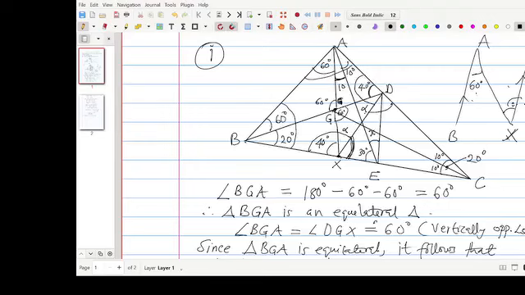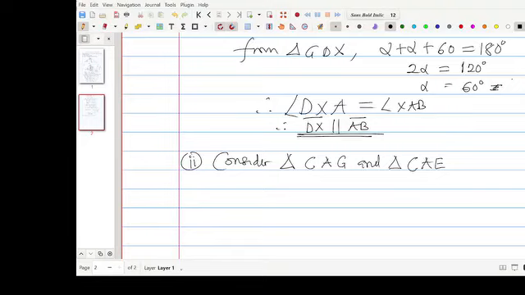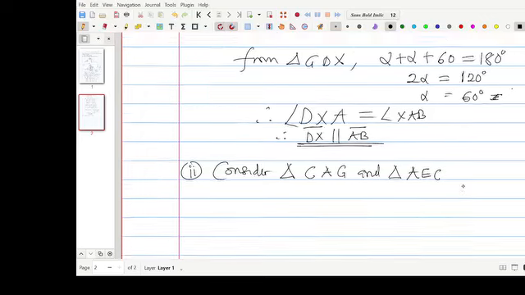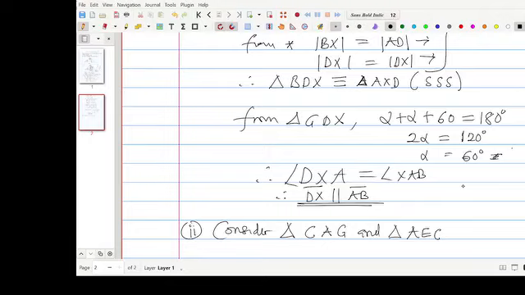So let's call it AEC instead of CAE, all right? Let's call it AEC. So I will remove this from here. AEC. The reason being that when naming congruent triangles, you have to be careful in naming so you can tell corresponding sides and corresponding angles accurately. Otherwise, you'll make a mistake. All right. So the correct order of naming is CAG and AEC.